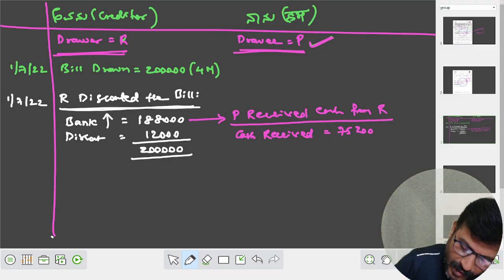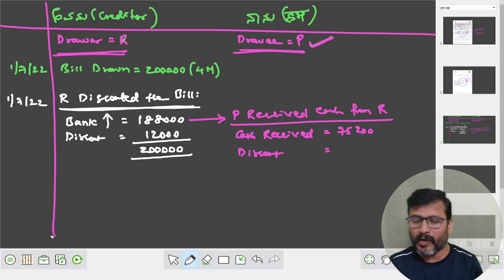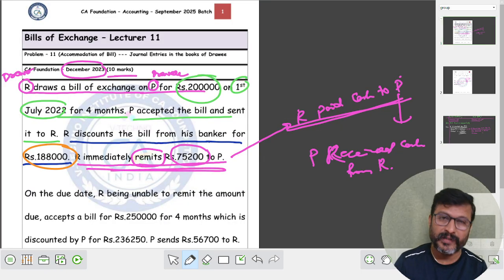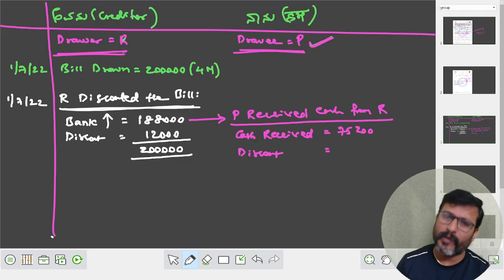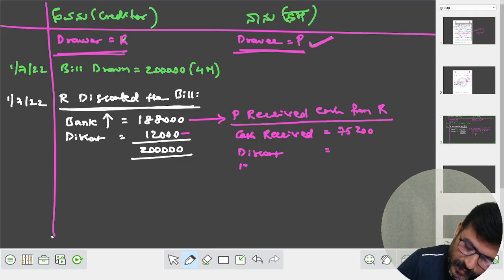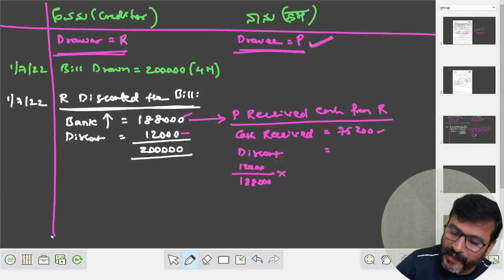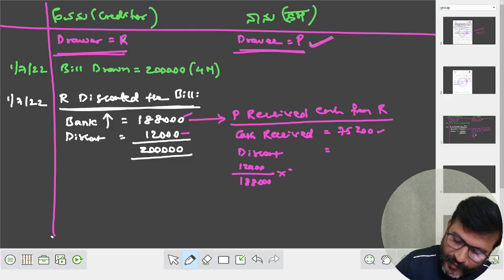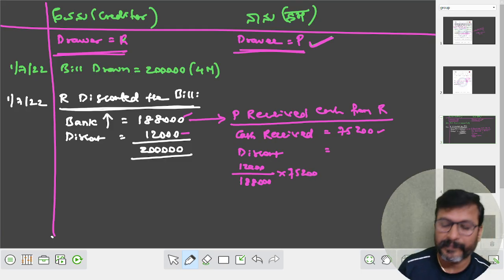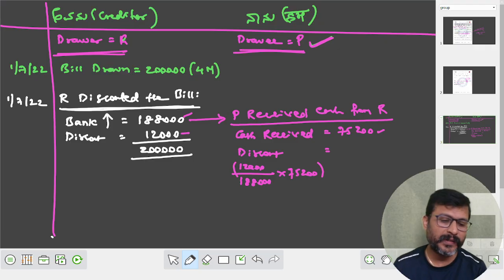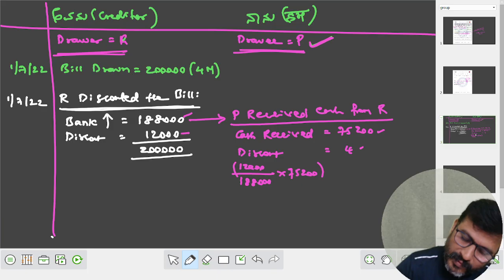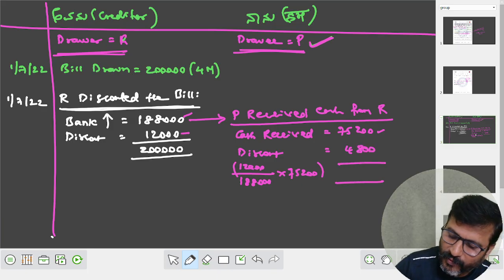Now we have to work out a discount amount, right? Now the question is, is discount given? No, it is not mentioned. Now we have to work out a discount. How to work out a discount? Take this 12,000 for 1,88,000. How much is cash given to R, I mean P? 75,200. Use a calculator and work out. The answer of this comes to rupees 4,800. The total is 80,000.